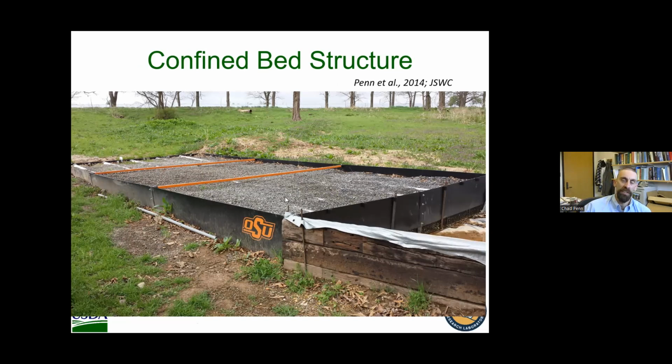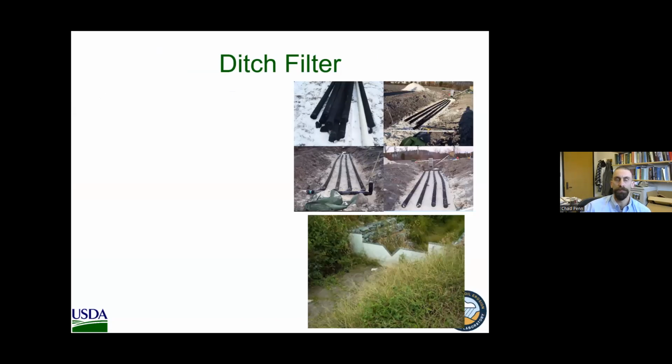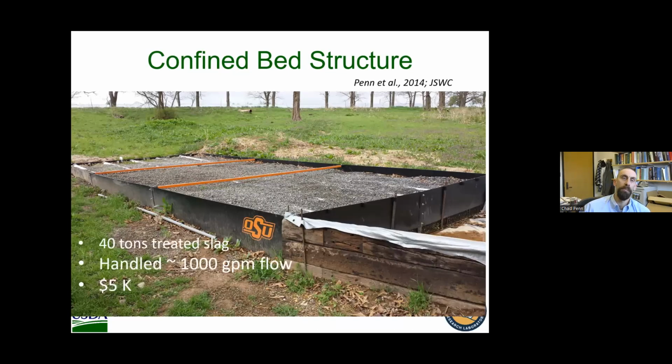In this case, we're using 40 tons of a treated slag. So this is a steel slag that we coated with aluminum. We have a series of perforated pipe at the surface to distribute the water underneath it, another set of perforated pipe to gather the treated water, and then out through the expanded metal to be drained out. This handled around 1,000 gallons per minute, and it cost about $5,000. So I refer to this as the confined bed structure. Build them on the surface.